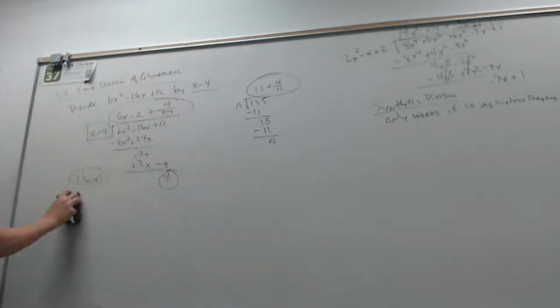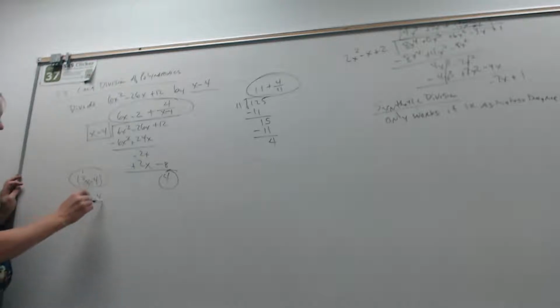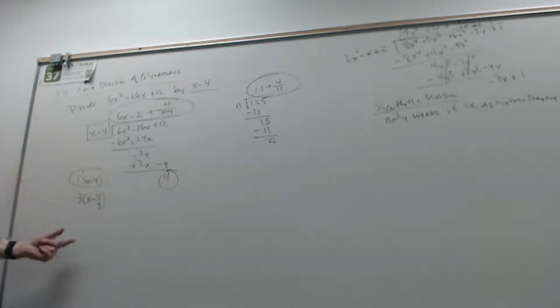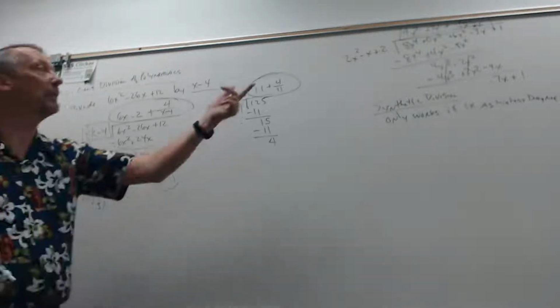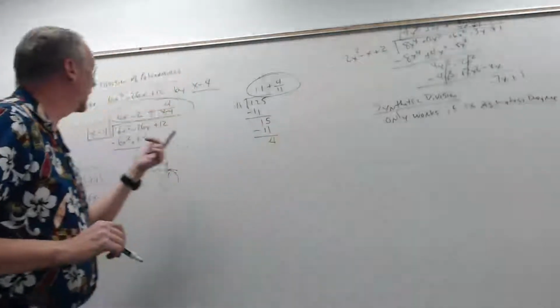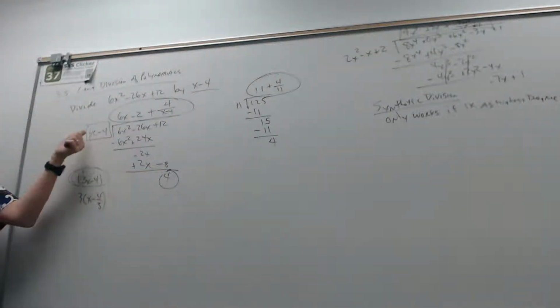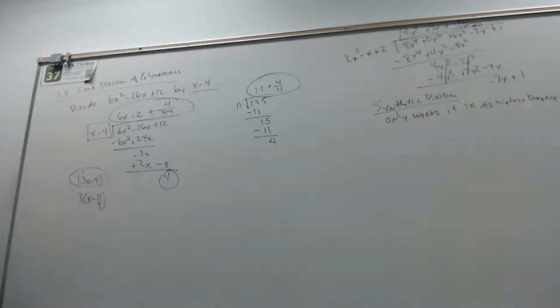3x minus 4. How could I make that a 1x? I could pull out a 3, and I'd be left with x minus 4/3. So I could make it work with this, but I cannot make it work with this. Synthetic division only works if you have a 1 in front and the degree is also 1. Question?